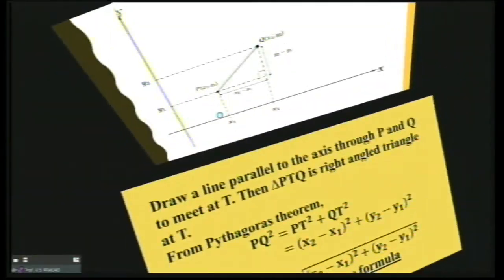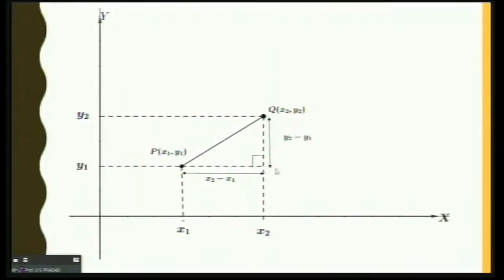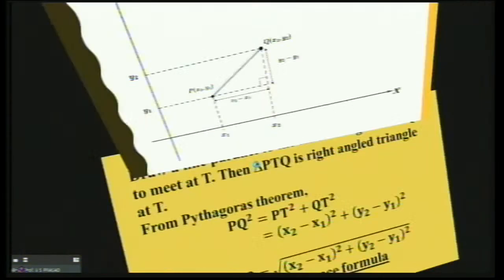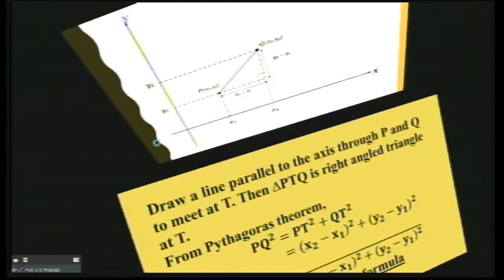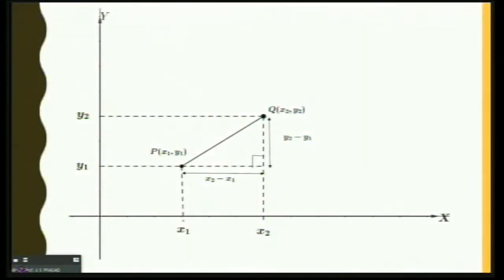If you observe T, it looks like a corner point. Then we can see that triangle PTQ becomes a right angle triangle at the point T. So from the Pythagoras theorem, we can see that PQ square is equal to PT square plus QT square. Look at the figure: PQ square is equal to PT square plus TQ square. T is actually missing in the figure, no problem, you just identify that as T.